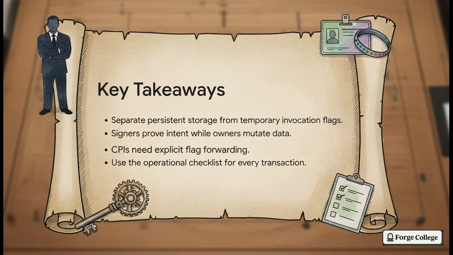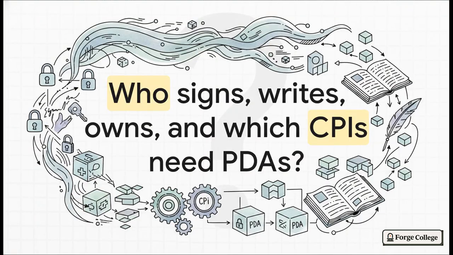Third, cross-program invocations require explicit flag forwarding. That bouncer at the next door knows absolutely nothing about you. And fourth, never skip your 6-step execution checklist. I want to leave you with a provocative question to ask yourself every single time you sit down to build a Solana instruction. Who signs, who writes, who owns, and which CPIs need signed PDAs?